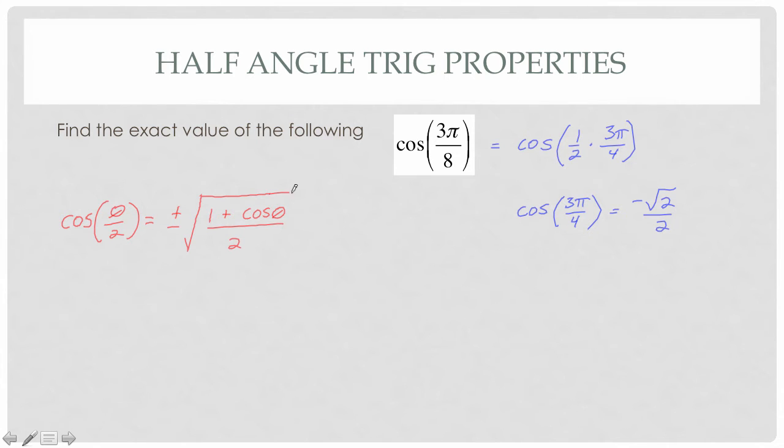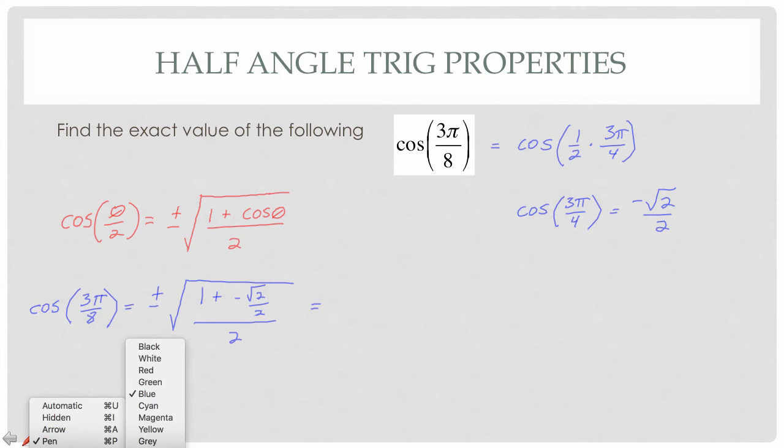Let's combine all these things together and we can start calculating this out. So the cosine then of 3 pi over 8 is going to be equal to plus or minus the square root of 1 plus the cosine of the angle before it's been divided, we already know is negative square root of 2 over 2, all divided by 2. There we go. Now we just got to do the hard work of simplifying it down.